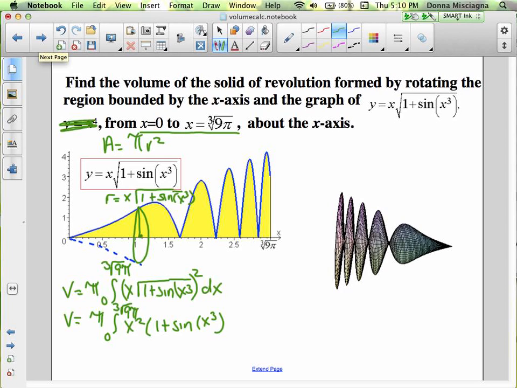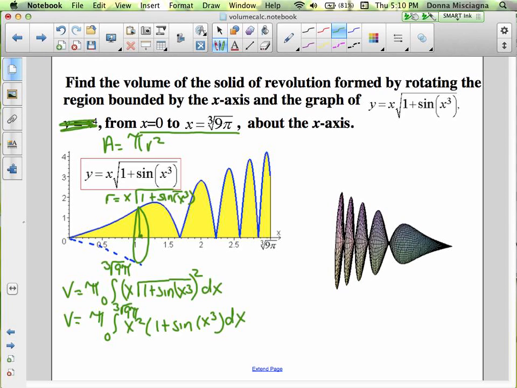Okay? Now, there's no way to integrate a product the way it is. However, we could distribute that x squared, and that will make it better. Or actually, I don't even think it matters whether or not we distribute it. We could. No, we're going to have to. Sorry, I had to think for a moment. Yeah, we need to distribute it because if I want to use a u substitution, I can't use the 1 plus sine x cubed.